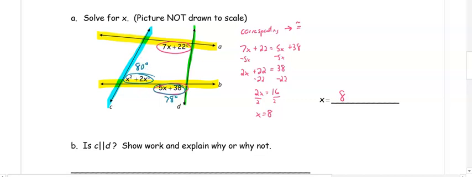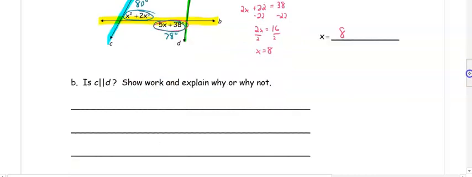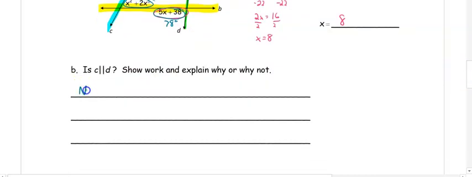So these angles are same side interior, which means that they need to be congruent. Because they are not congruent, since they don't have the same measure, C is not parallel to D. So no, C is not parallel to D because alternate interior angles are not congruent.